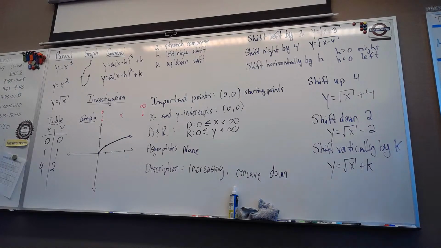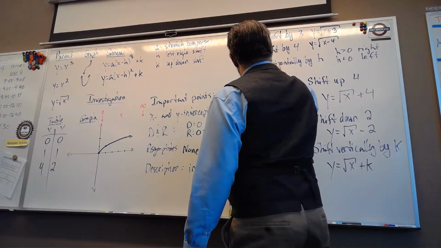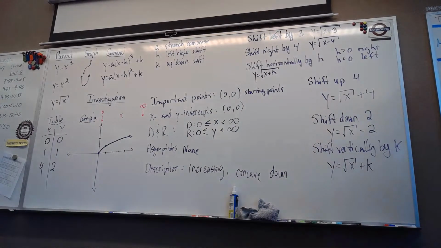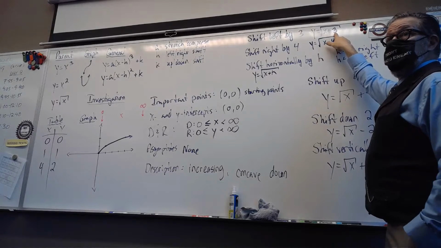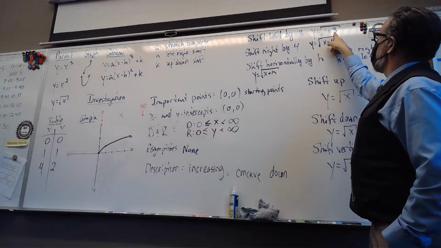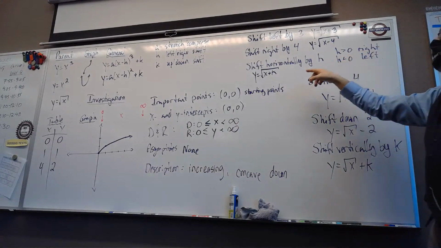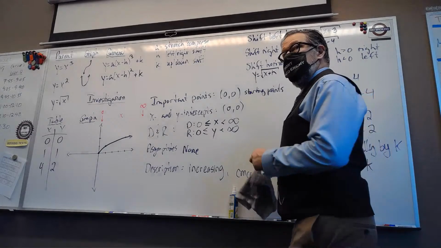Luke. Y equals square root of x plus h. You guys agree? So let's think what happens here. If h is positive 3, I move left. But I want h positive 3 to move me to the right. What could I change about that equation? Instead of plus, it'd be subtract. That's what I want.